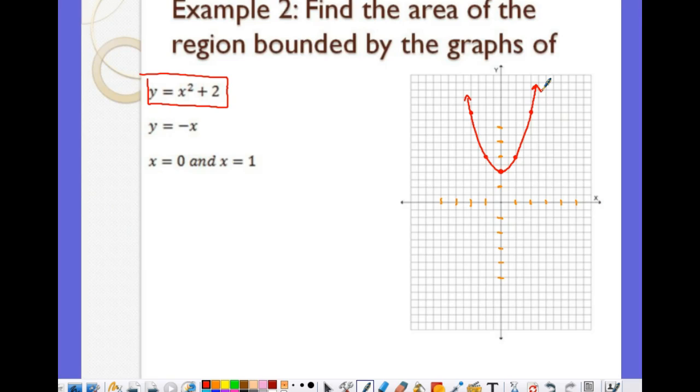And then my second line is y equals negative x. So I'm going to put this line in blue. This is a straight line that goes through (0, 0) and is going down by 1 over 1.